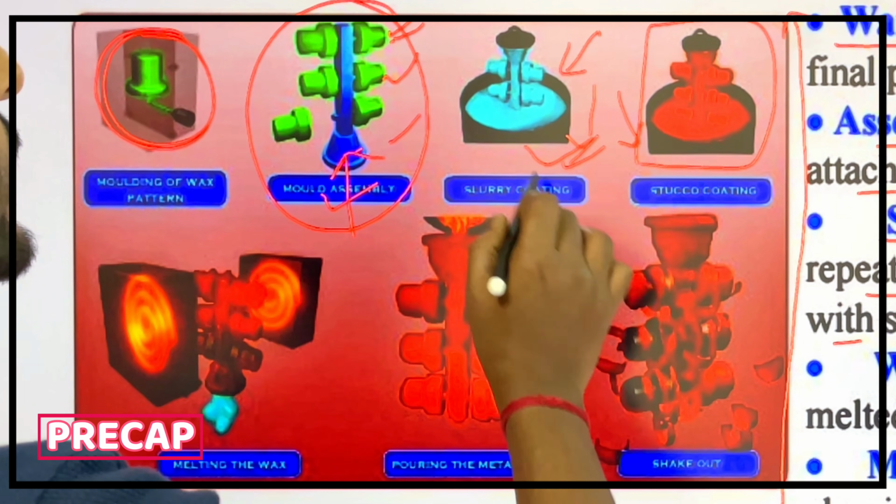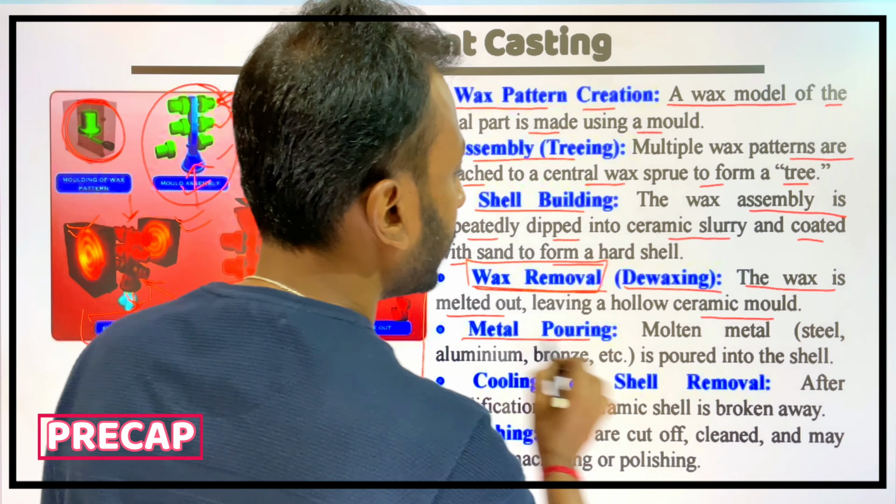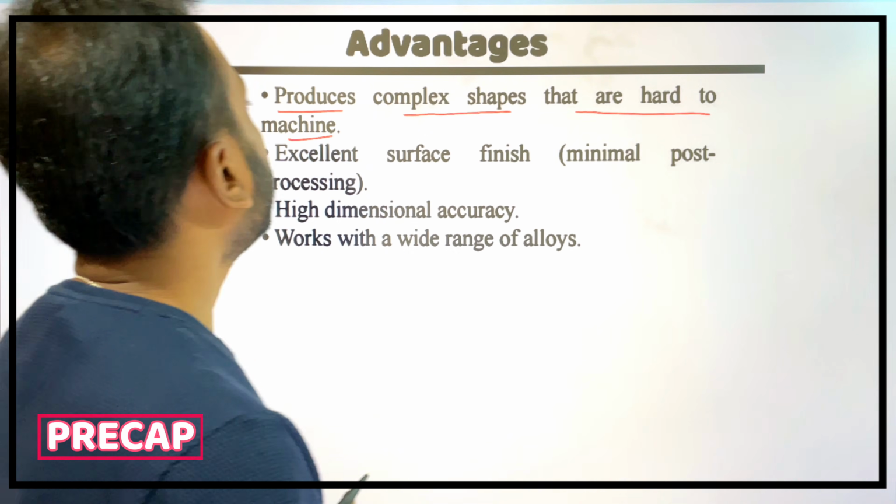This is a bunch of processes. Dipping this into slurry. Next is metal pouring. Can produce the complex shape. It is very easy.